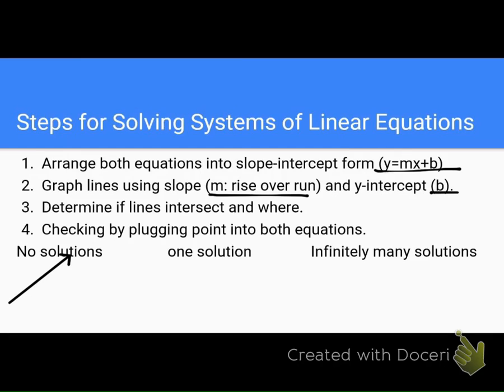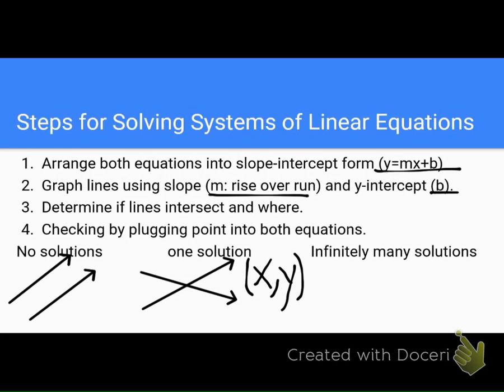We can either have no solutions, which means the lines look like this. They're parallel, so they never cross. One solution means they just cross at some point, and we write our point as an ordered pair. That's the solution to the system because it's where both lines exist. The third option is that we have infinitely many solutions, and that occurs when the lines overlap at every point. So essentially you just have the same line.